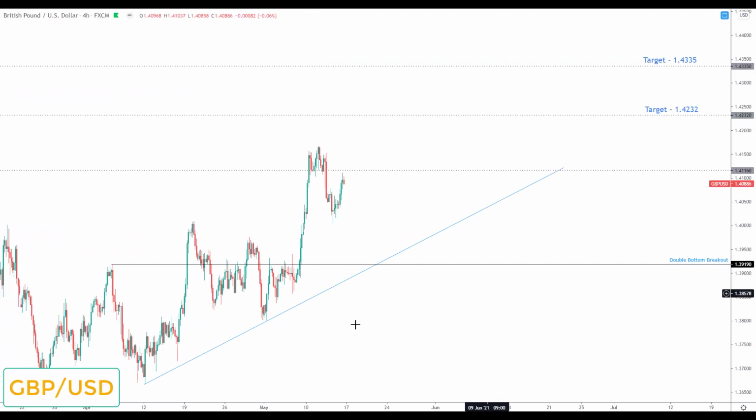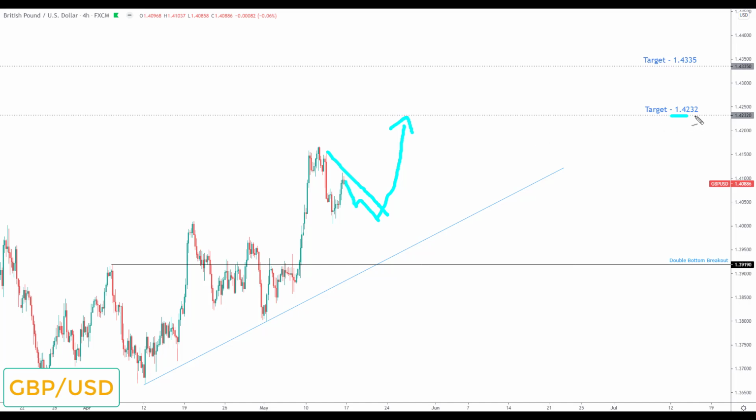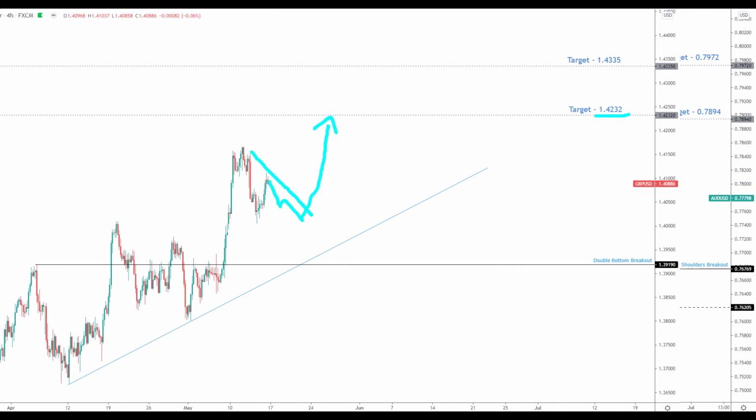Pound dollar. Last week we broke out of this double bottom in pound dollar and we went straight to the target set from last week's video at the 1.41160. So very simply put, this pullback is just viewed as another opportunity to look for bullish reversals in this market up towards the next key area of resistance to the upside and the target set at the 1.4232.